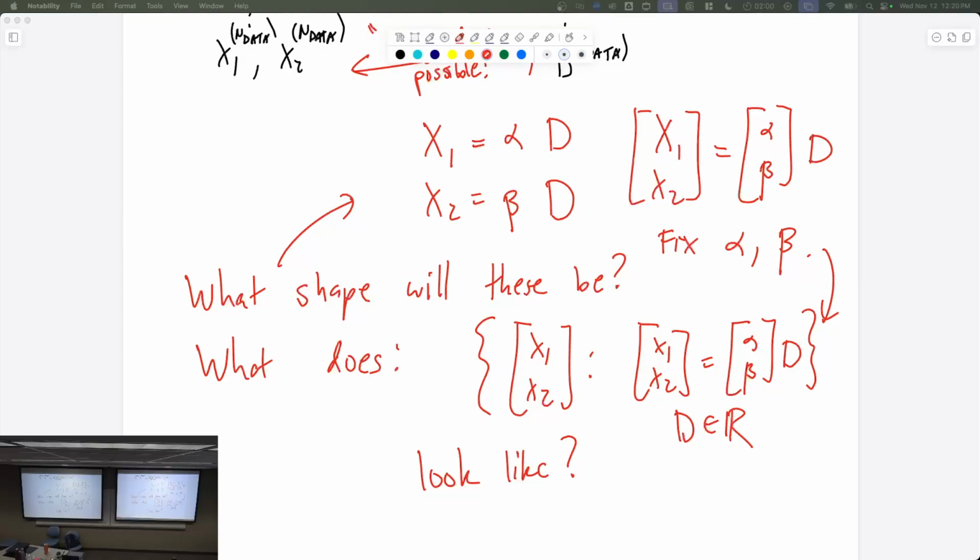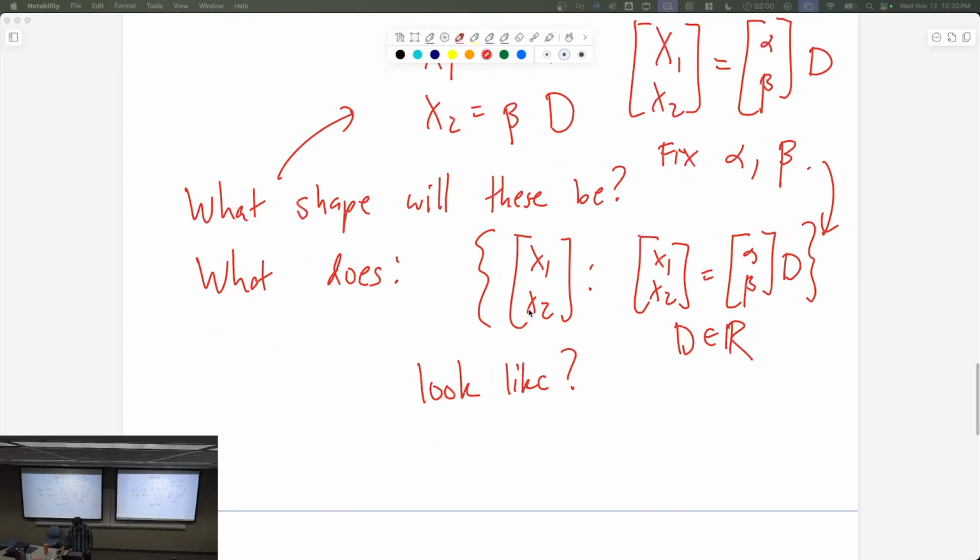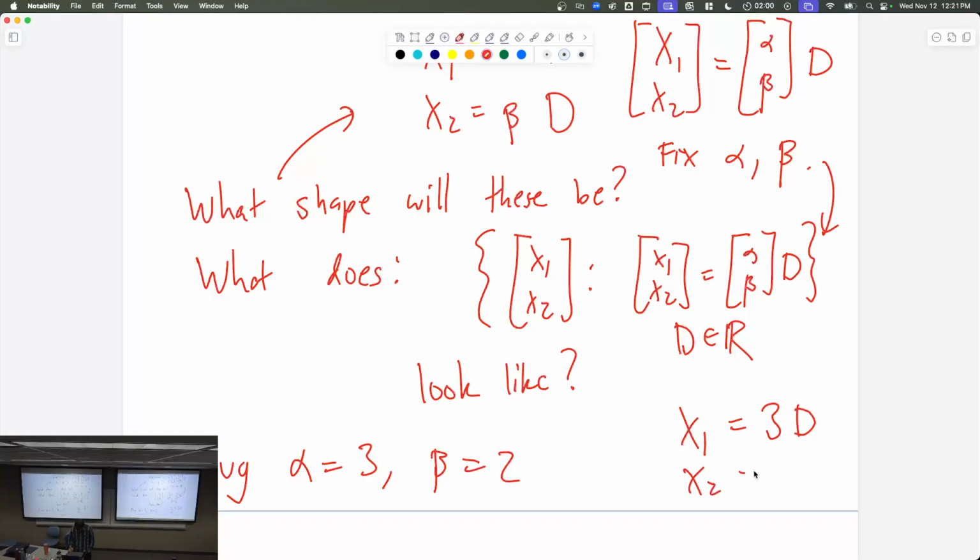If alpha and beta are too abstract for you, let's plug in your favorite values of alpha and beta. What's your favorite number? Let's say alpha equals 3 and beta equals 2. So we're looking at x1 equals 3d and x2 equals 2d. What does that look like? What kind of shape would that be? Maybe that's a little easier to intuit.